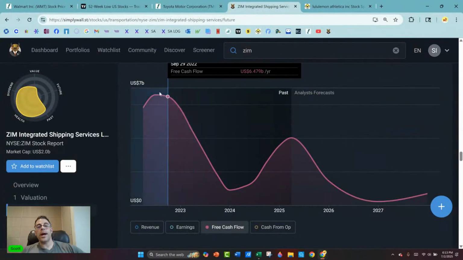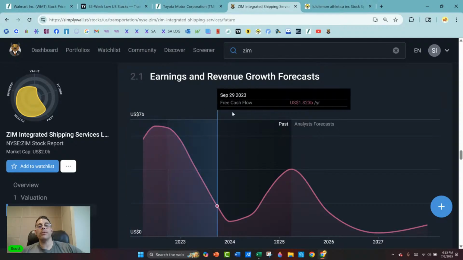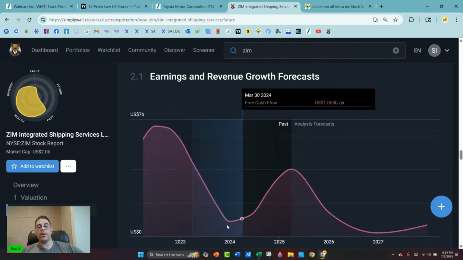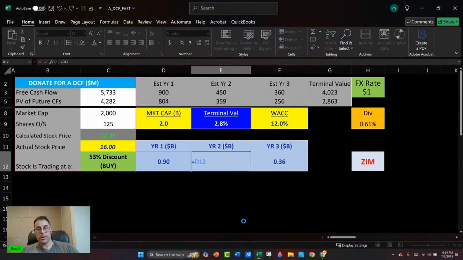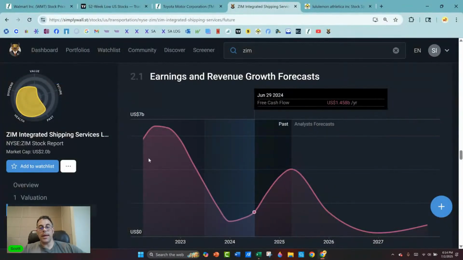I could use their actual shipping rates because they look how much revenue, free cash flow in 2022, 6.5 billion. It's right here on top, 6.5 billion. Even if I take a low point, 900 million right here, even if I use that as my baseline, I'm at $75 a share.